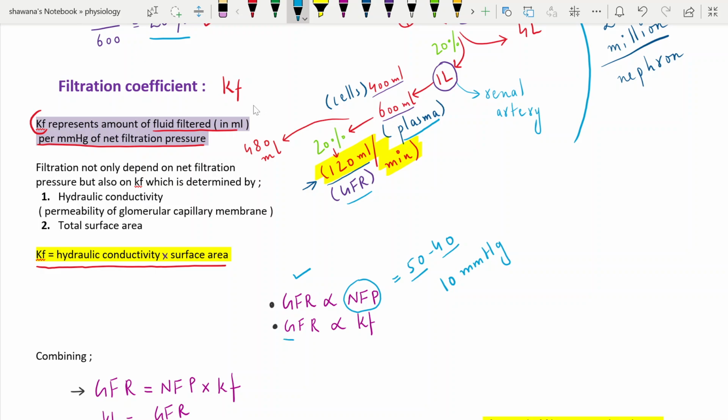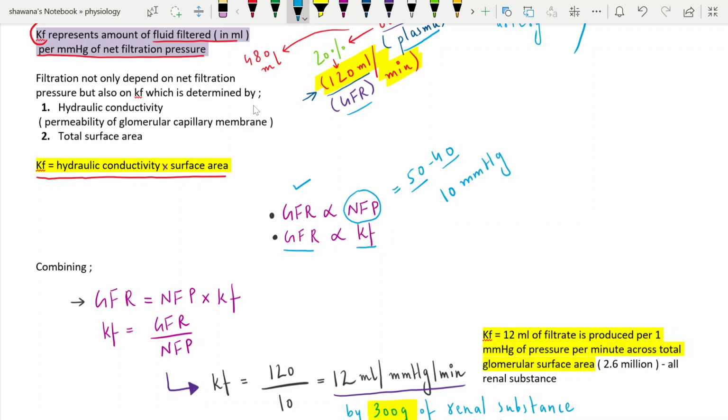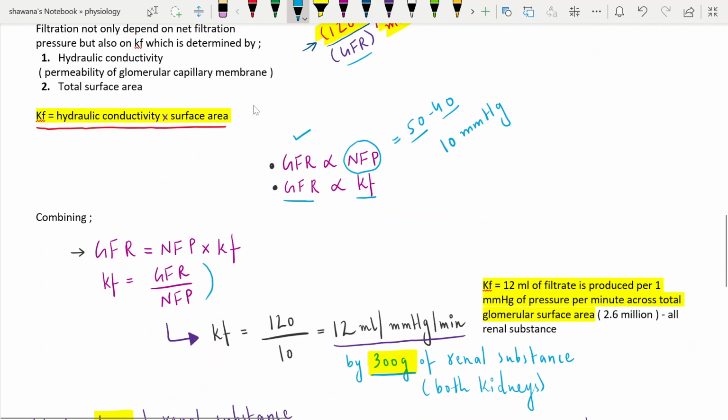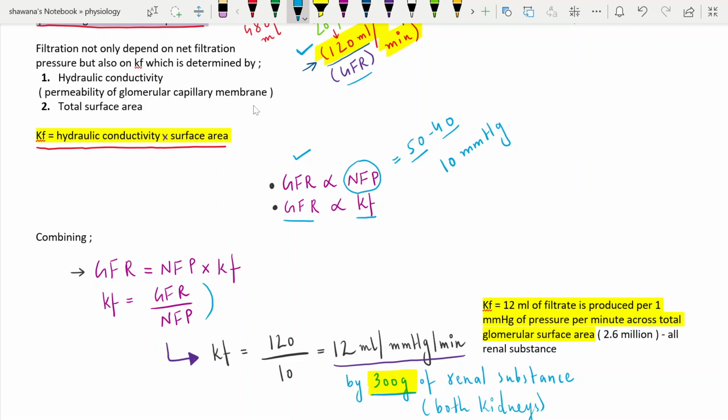And GFR is also directly proportional to the filtration coefficient. We can find the filtration coefficient by using this formula: GFR is equal to net filtration pressure multiplied by Kf. So we divide the GFR by the net filtration pressure. What was GFR? GFR was 120 ml, as we have used in this formula as well, and net filtration pressure is 10 mmHg. So 120 divided by 10, we obtain a number which is 12.